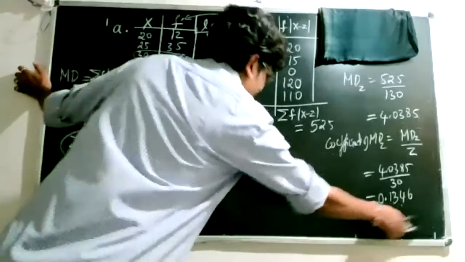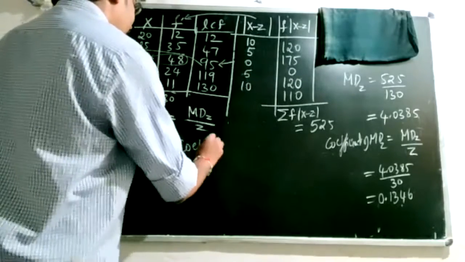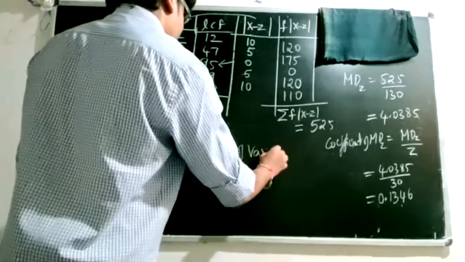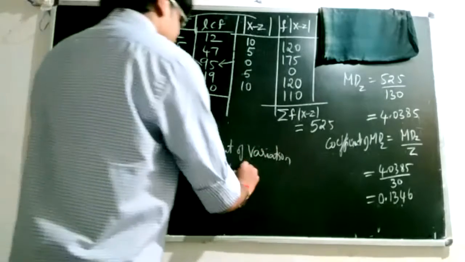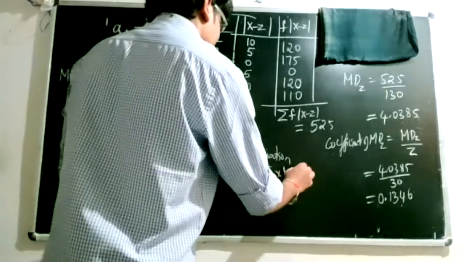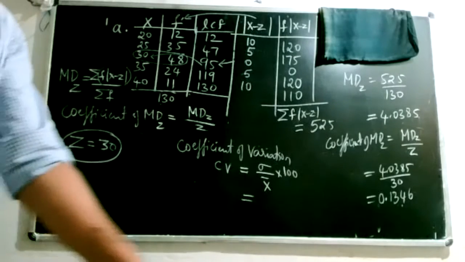So there is another measure. I said the most widely used measure when you want to look into the measure of spread, that is coefficient of variation, that is C, and that is given by the formula sigma divided by x bar into 100.